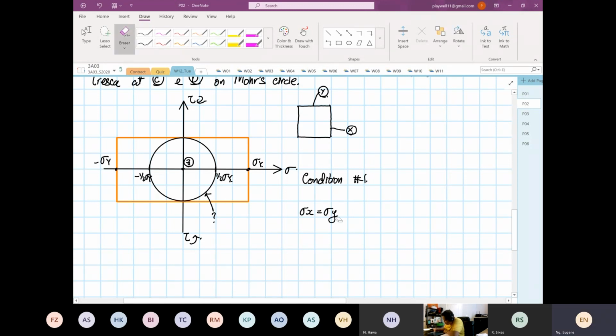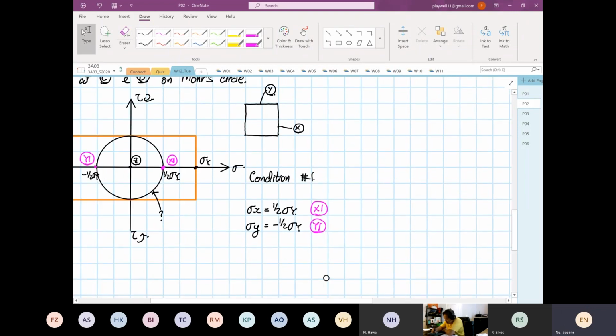So stress X is equal to half of stress U, and stress Y is equal to minus half of stress U. So for condition number one, this is where your point X is, X1, and this is our Y1, condition number one. If we were to sketch our element, our stress state will look like this.